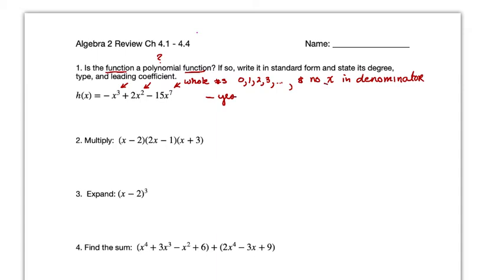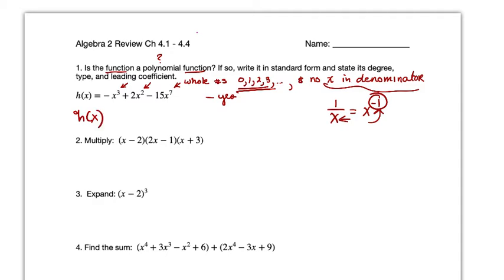By the way, the reason you can't have x's in the denominator is like 1 over x is the same as x to the negative 1 exponent. So x's in denominators mean exponents that are negative, and those are not whole numbers, and so they are not polynomials. Now let's put it in standard form.